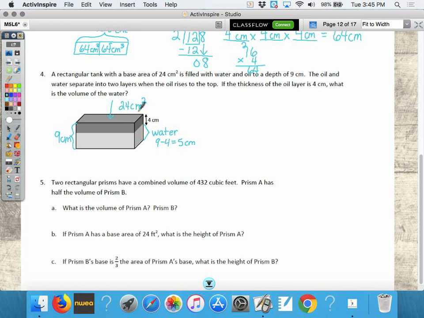And then the area is 24 centimeters squared. I don't know if you remember lesson 4 or not, but 24 centimeters squared, remember that's length times width. You can take that times the height and you should be able to get volume. So 24 times 5. Write that down. So the volume is 120 cubic centimeters. That's the volume of the water. Okay, let's take a look at the exit ticket.